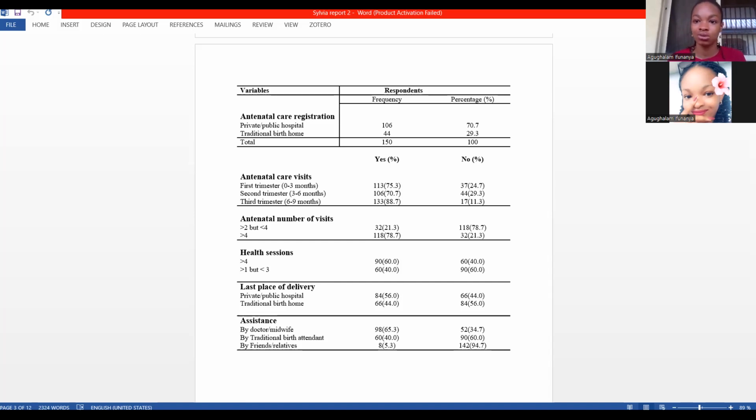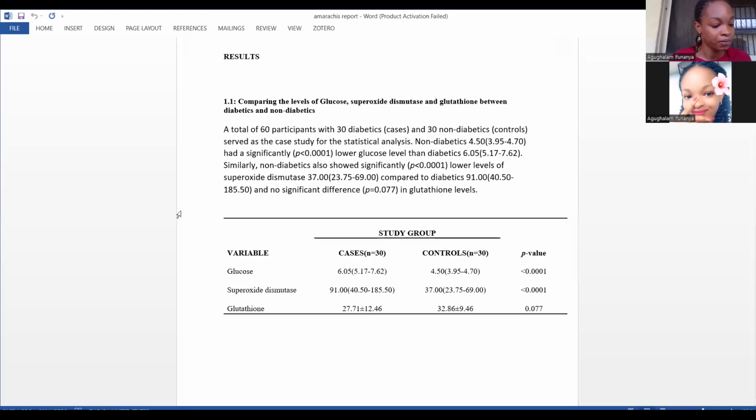Why is this not showing? Is this showing now? Okay, so I'm sorry it didn't show earlier. So the 6.05 is the median glucose, while the 5.17 to 7.62 gives you the spread. And if you look closely, the 6.05 is contained within the spread, and the values in bracket are trying to tell you the spread of this data around the median. Are they close together? Are they far apart?